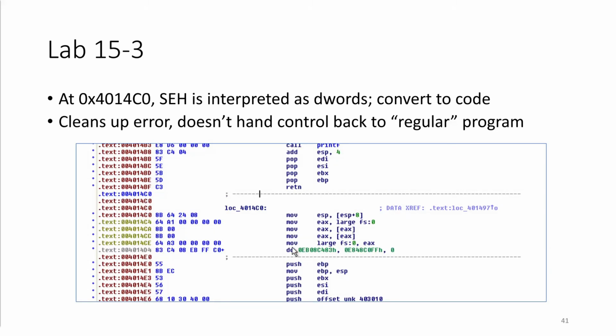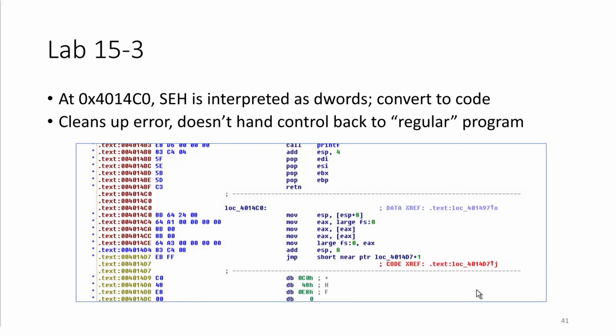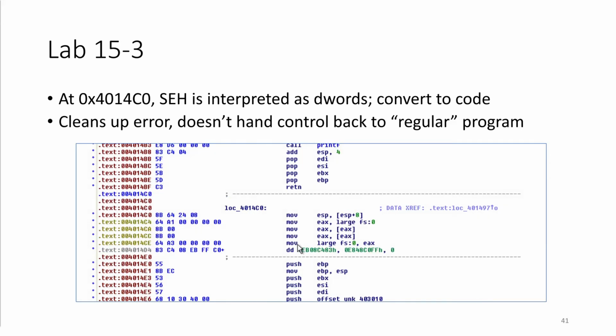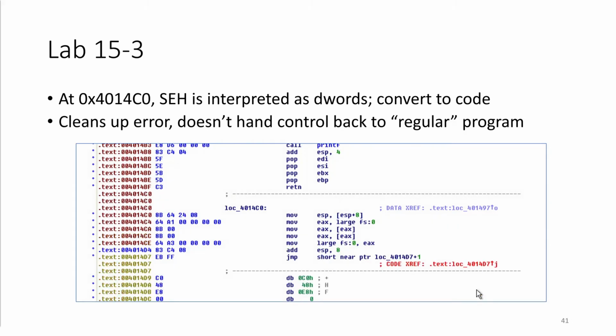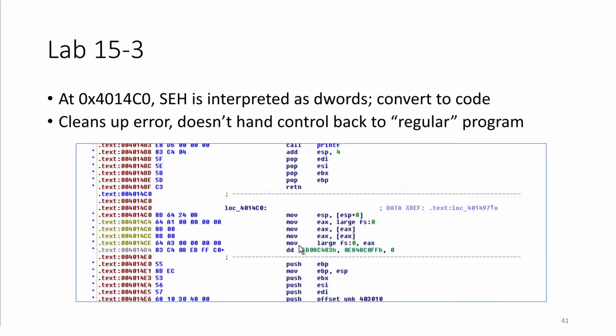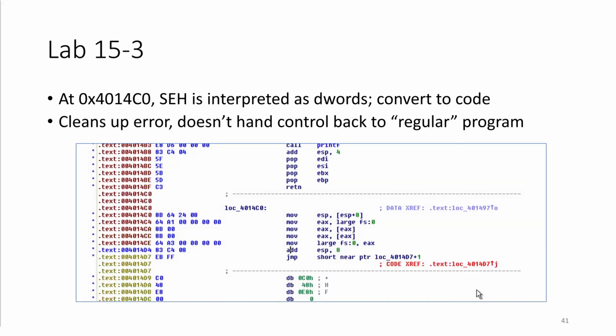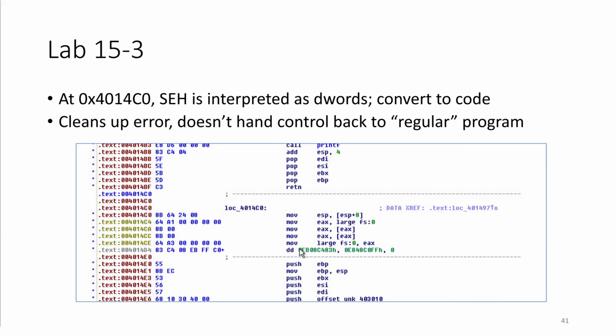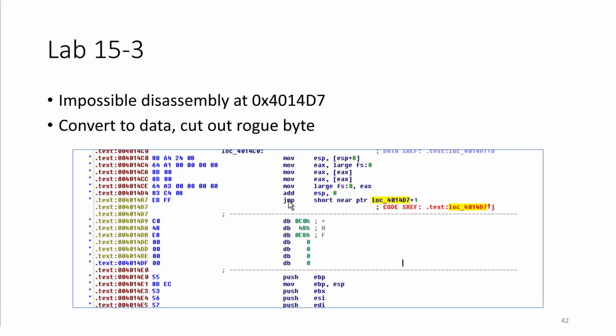IDA interpreted the bytes at the exception handler's address as data, so we start by converting them to instructions so we can analyze what they do. The first instructions unlink the structured exception handler and remove the exception from the stack, which basically means that it's cleaning up the error. A normal series of structured exception handlers would hand control back to the regular program at this point, but this one was crafted to do malicious things after that. Let's find out what they are.